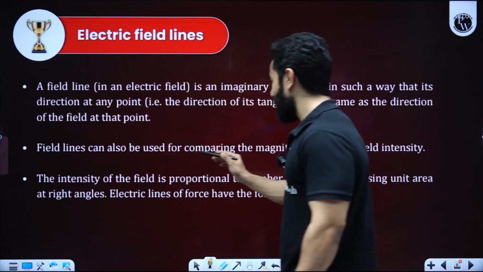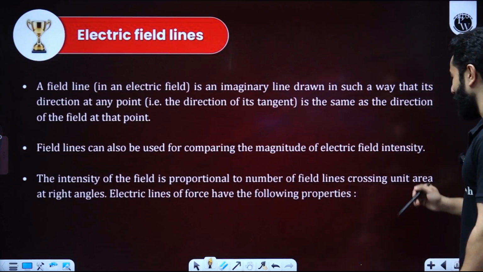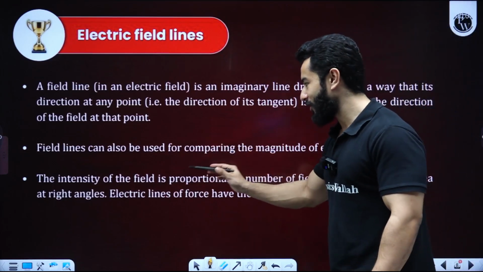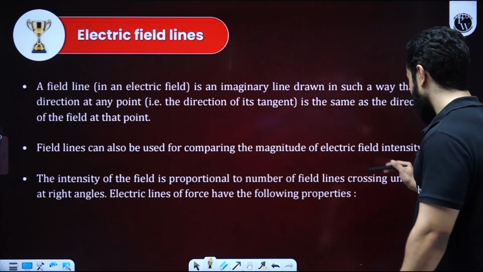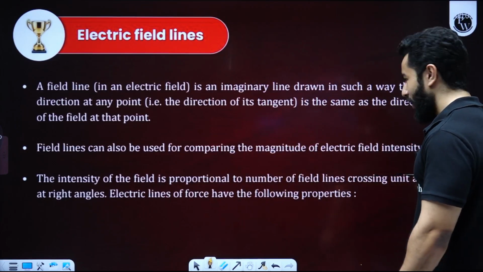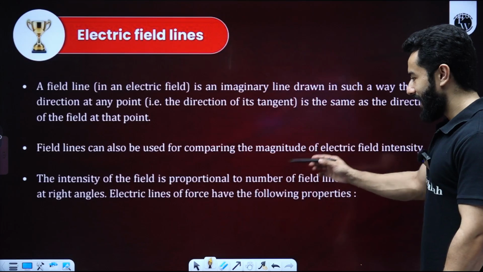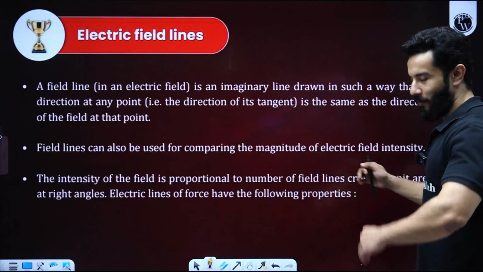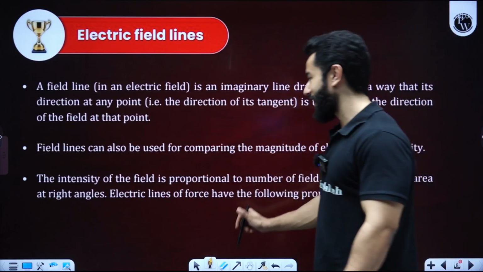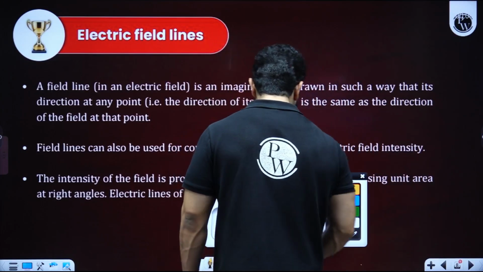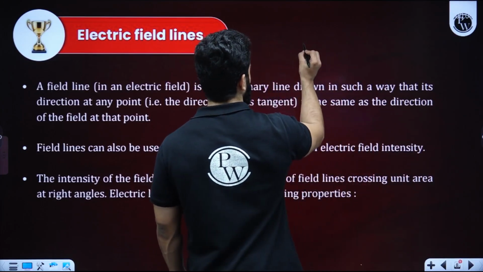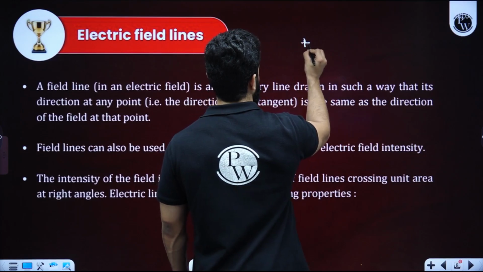Field lines can also be used for comparing the magnitude of electric field intensity. The intensity of the field is proportional to the number of field lines crossing unit area at right angles. Electric lines of force have the following properties. I am going to show you the property, but first let me explain the first point. Let's suppose I have got a positive charge like this.